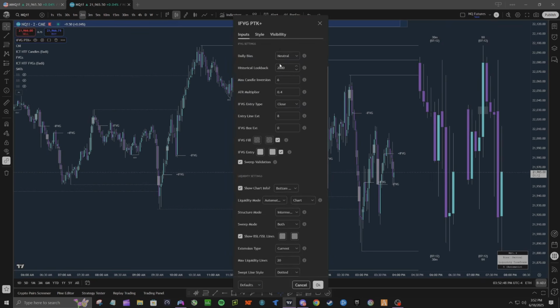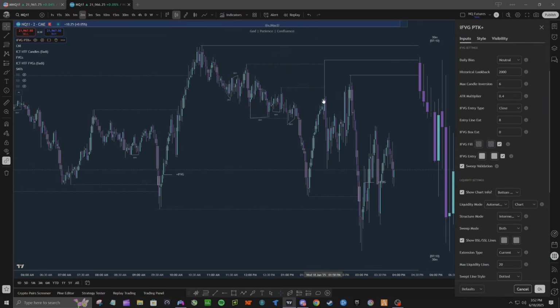So a lot of people have been asking that question: "Oh, I don't see this IFVG on my chart." Well, it's usually because it appeared on somebody's chart that doesn't have sweep validation enabled, or they might have their max candle inversion number turned up, whatever the case may be.